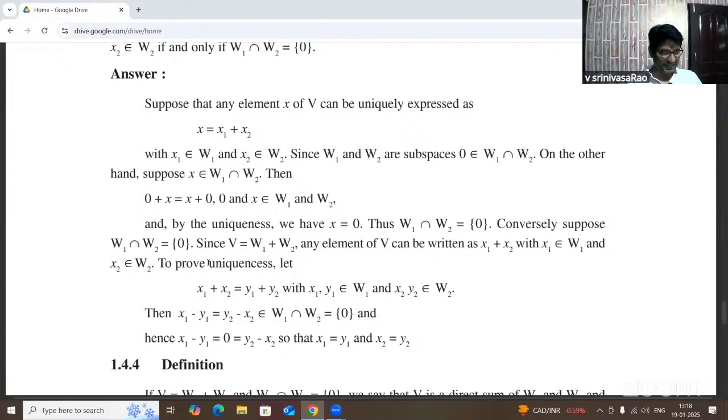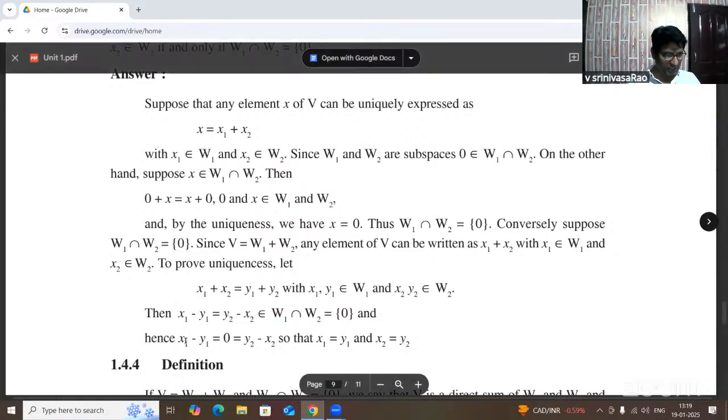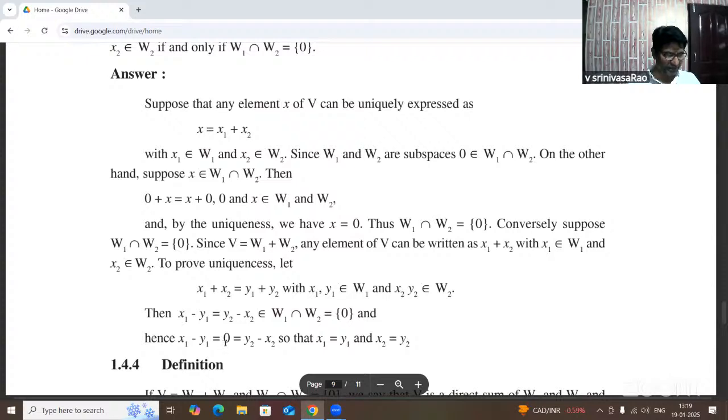Because here x1, y1 belong to W1 and x2, y2 belong to W2, x1 minus y1 can also be written as x1 minus y1 equals y2 minus x2. So x1 minus y1 lies in the intersection of the subspaces, which is generated by 0. So x1 minus y1 equals 0 and at the same time y2 minus x2 equals 0. Finally all the elements are equal: x1 equals y1 according to this condition, and x2 equals y2 according to the other.